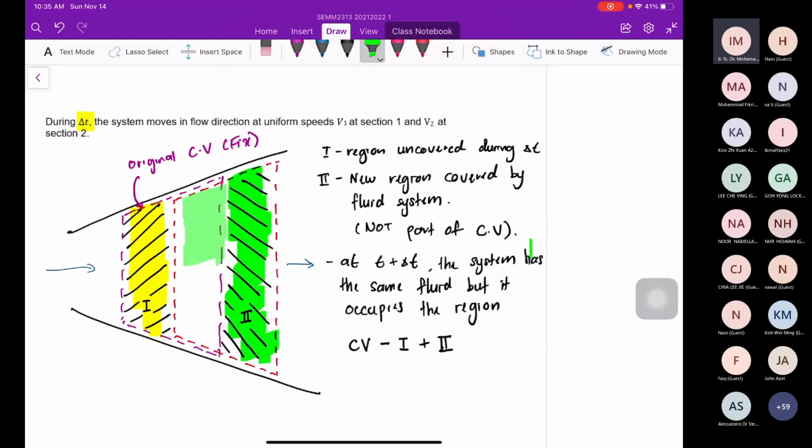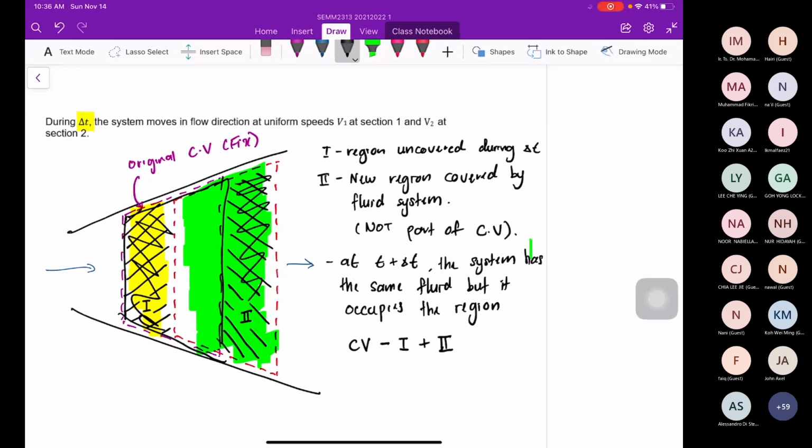So this is the system. Yes, it is true. The green color here represents the system. In order to get the green color, which is the system, the CV must minus this one, plus the second region. You will get the green color. Do you agree, class? Do you agree on this concept?